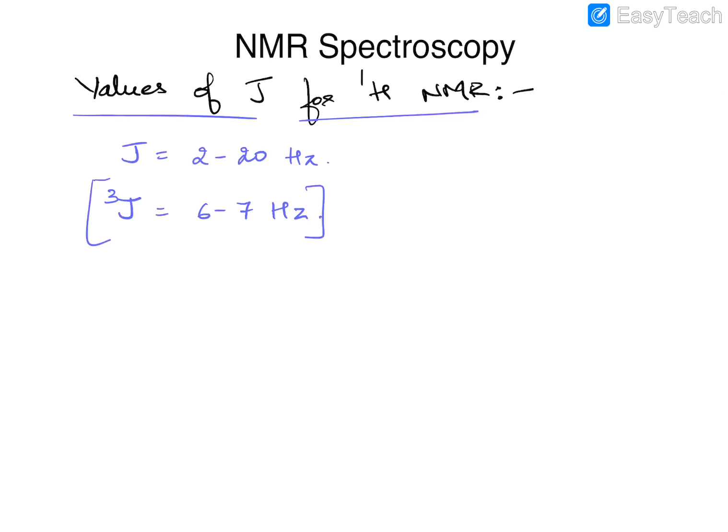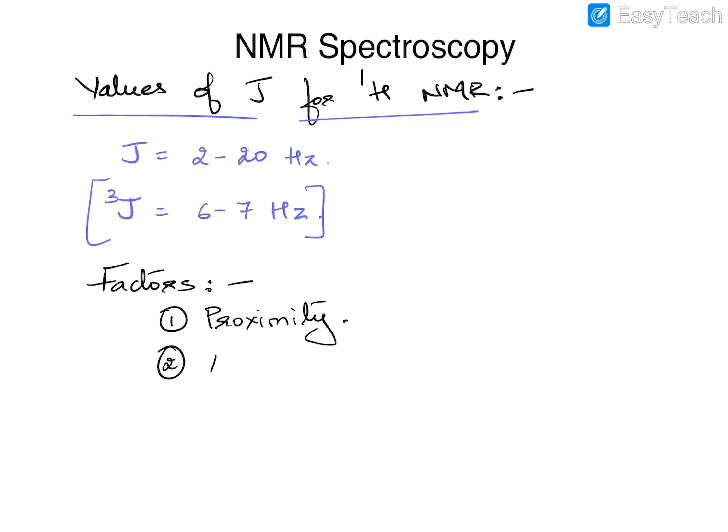Now, what are the factors that affect this value of J? The first factor which affects the value of J is the proximity of the nuclei that is undergoing coupling. So closer the two nucleus that is undergoing coupling, more is its effect going to be on the coupling constant value J. And it's sometimes not that simple either, because there is one more factor that affects the values of coupling constant.